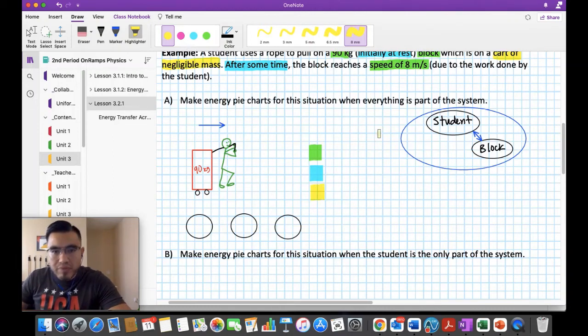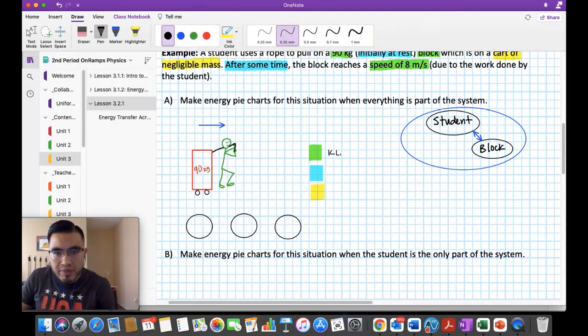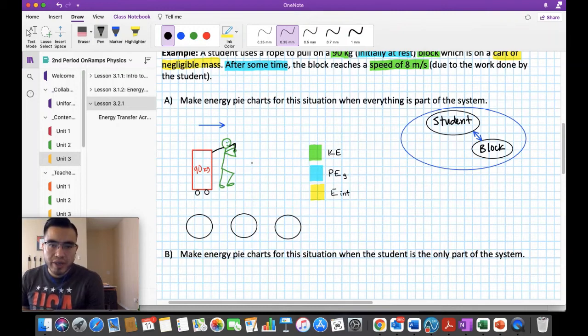There you go. So this is kinetic energy, energy of motion, potential energy, gravitational, and internal energy to account for the internal energy of the student. Friction, in this case, we don't have any friction for thermal energy, because we're assuming the wheels allow for no friction, even though there's friction. Again, we're simplifying this example because it's an introduction.